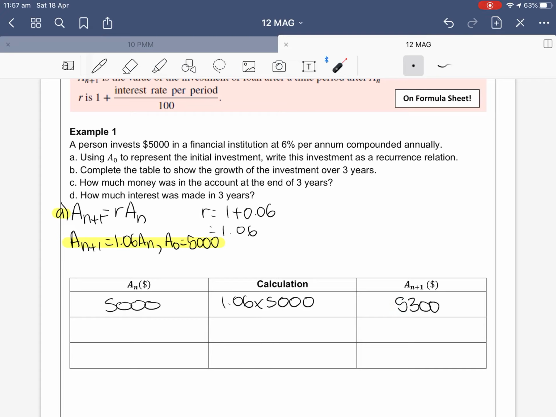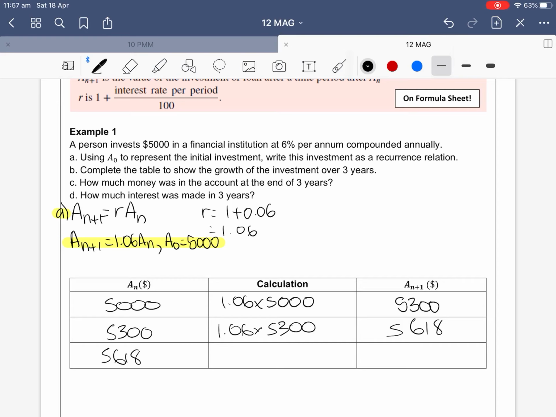We're now going to repeat this 2 more times. So now, at the beginning of year 2, we start with 5,300. 1.06 times 5,300 is 5,618. So that's the end of the second year. So at the beginning of the third year, that's how much money we've got in our account. We do our compound interest calculation according to our recursion formula up the top. So at the end of the third year, we're going to have $5,955.08. Make sure you do those on your calculators as well, guys, so that you know what to do.